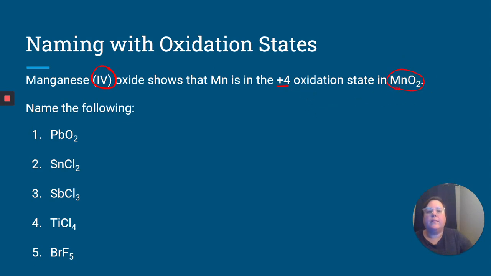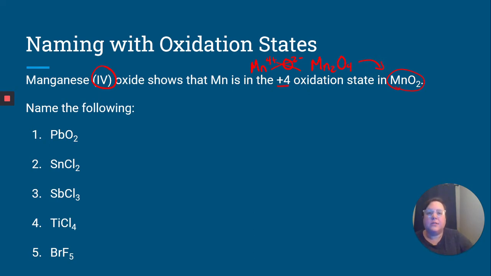So for transition metals in binary compounds, or transition metals that are not a part of the polyatomic, their charge is the same as the oxidation state. So we can say manganese +4 and oxygen -2, when we cross our charges would be Mn2O4, and then we can reduce to the appropriate formula.